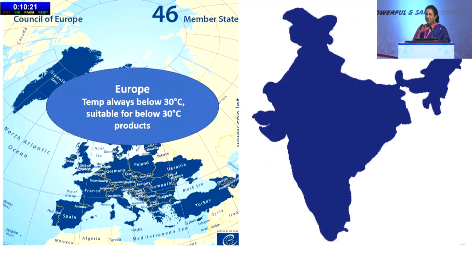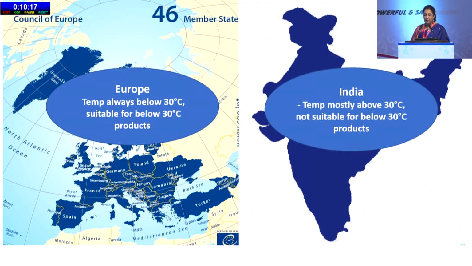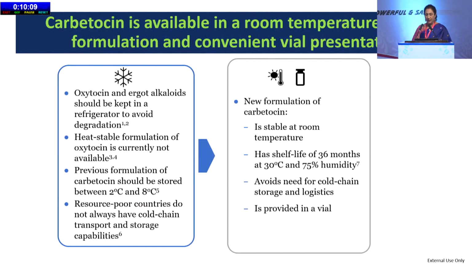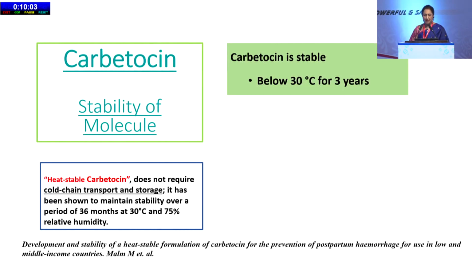Europe's temperature is always below 30, so it is suitable for products stored below 30 degrees. But India has temperatures above 30 degrees, so it's not suitable for those below 30-degree products. So we needed a new formulation of carbetocin which is stable at room temperature.